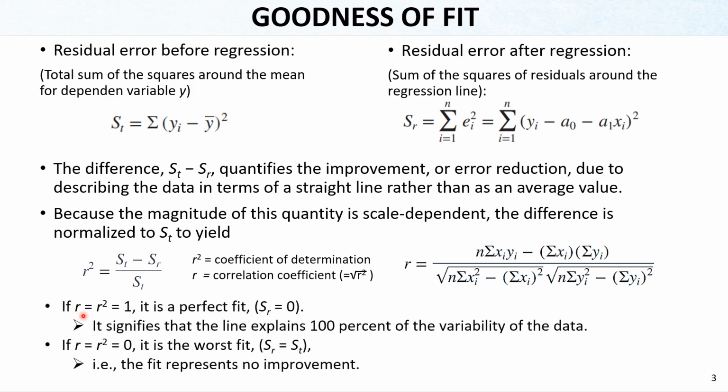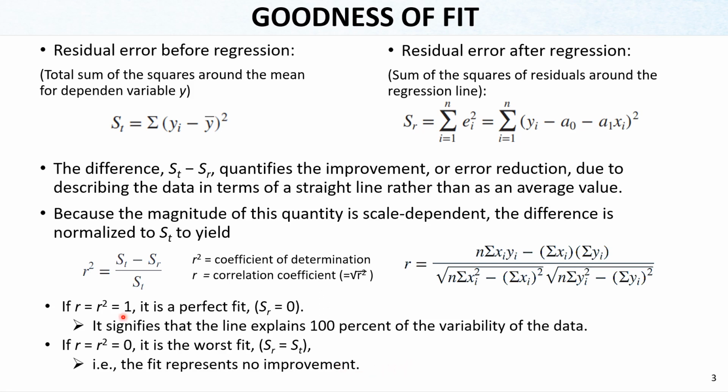So if R and R square is 1, it's a perfect fit, which means SR is 0. So we minimized it and we have a perfect fit. And it signifies that the line explains 100% of the variability of the data. So that means a line fit is suitable for this data. But if R is 0, then it is the worst fit. SR is ST, so there is no fit actually. And that means the fit represents no improvement from before to after. There is no improvement to be able to get a fit. That means the line is not suitable to fit this data.